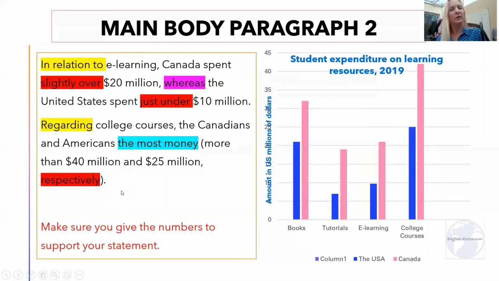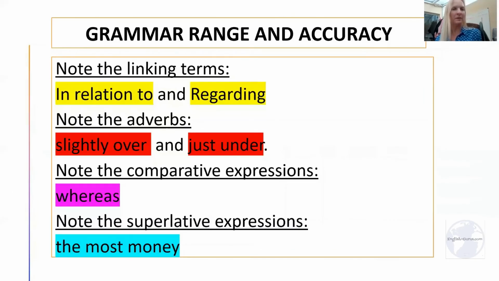So make sure you give the numbers to support your statement. If you don't give your numbers, you will not get a good score in IELTS. You will be marked down. So again, very important to back up your statement with examples, with the facts. Using your linking terms is very useful to introduce your categories, and using the adverbs to describe the movement. So slightly, over, just, under. Using nice comparatives to compare, whereas, and superlatives.